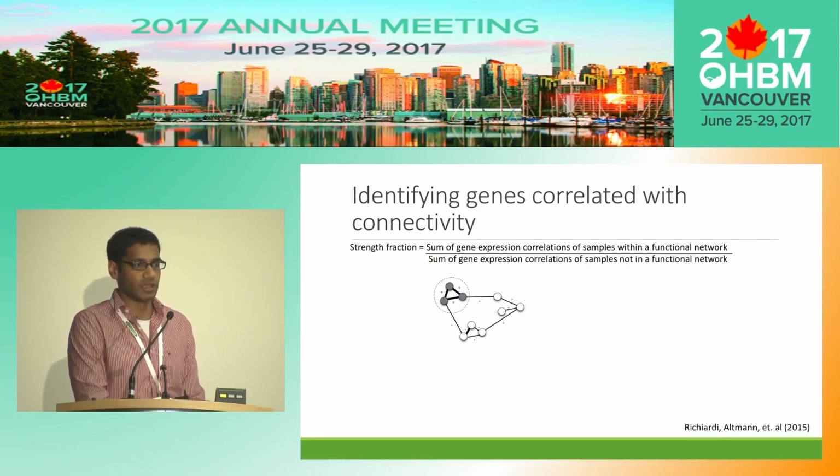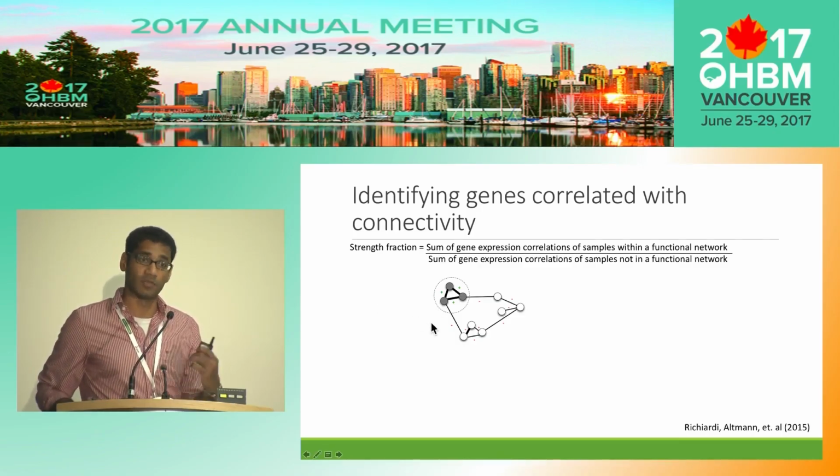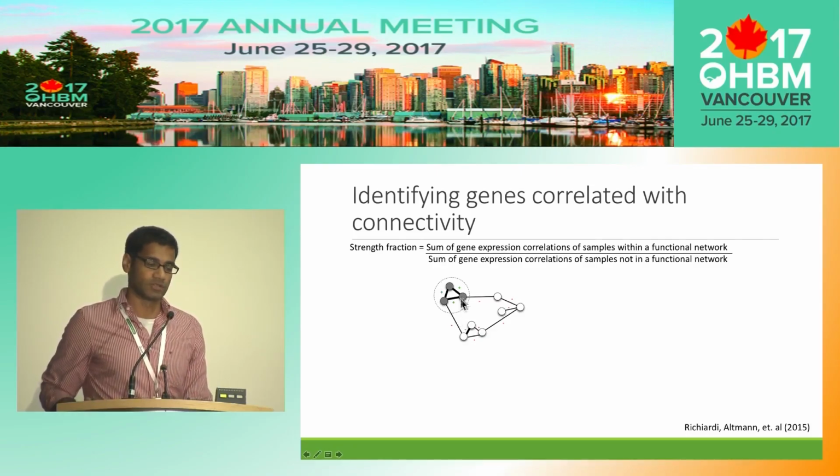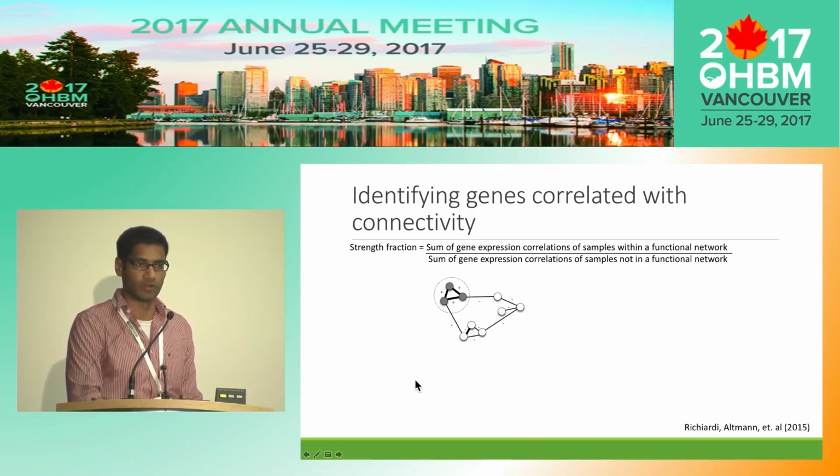So once that's been assigned, the question is, how do you correlate the gene expression variation in this brain or the set of brains with the imaging data? So they use something called the strength fraction, which intuitively is very simple. You look specifically at a network defined by the imaging data, and you say, what is the correlation of the gene expression among the nodes within this network? And then you compare that to the correlation of the gene expression profiles of the nodes that are outside the network, again, the network having been defined based on the functional imaging data.